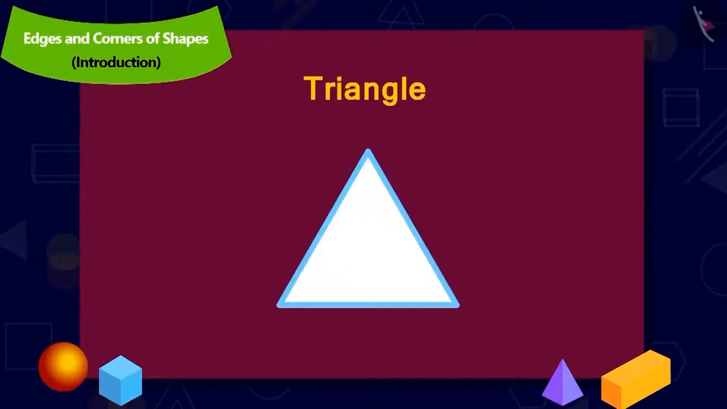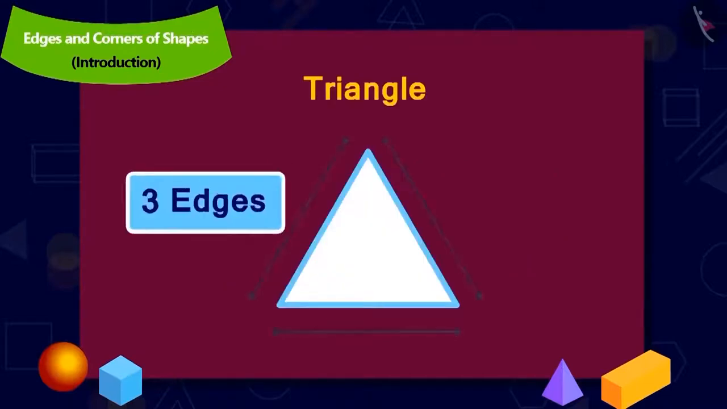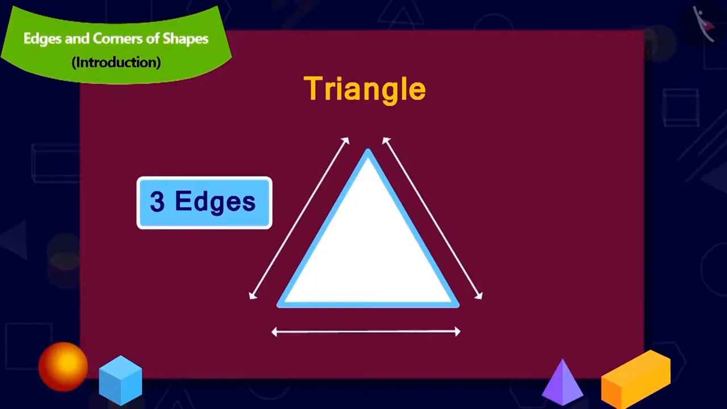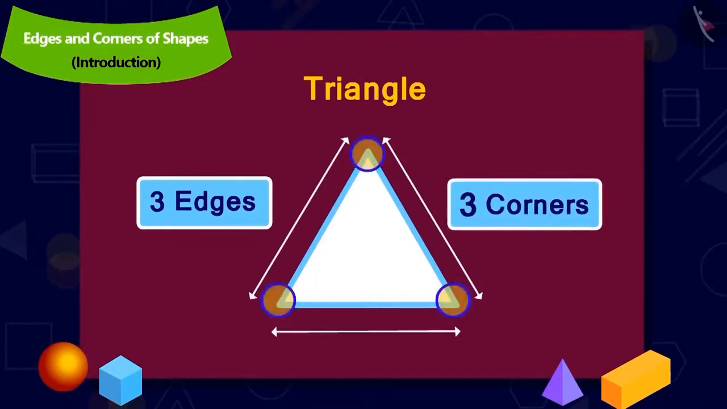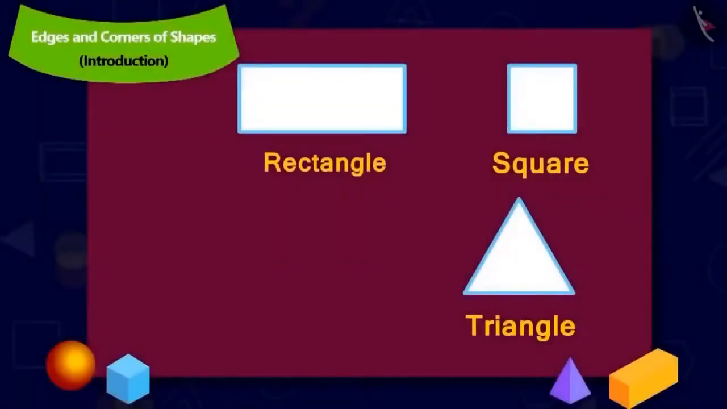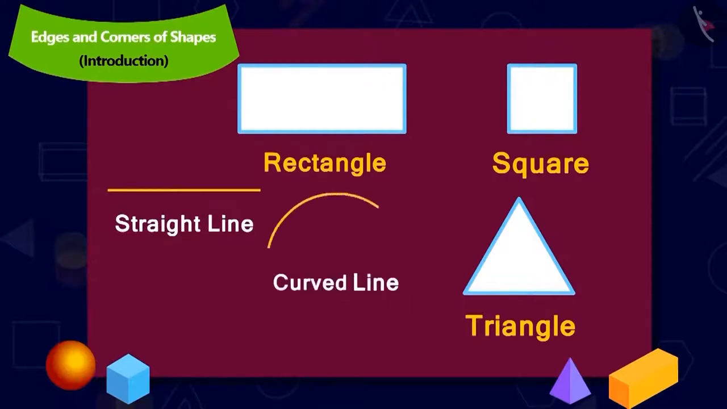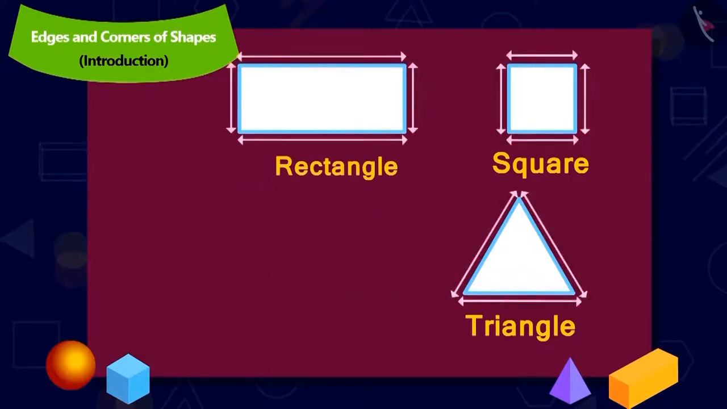Absolutely right. Triangle. Triangle has 3 edges and 3 corners. Children, can you tell me if the edges of these shapes are made of straight lines or are they curved? Yes, the edges of these shapes are made of straight lines.